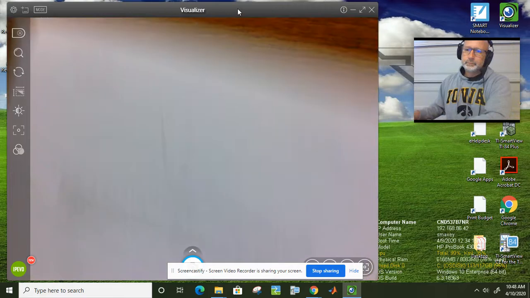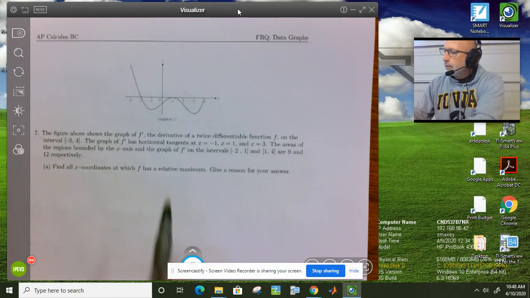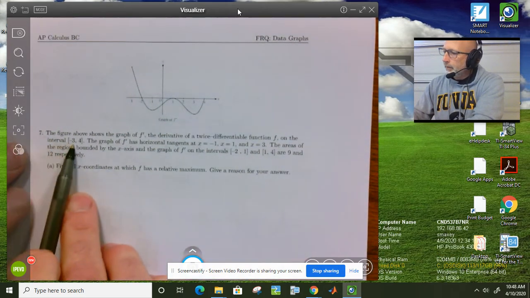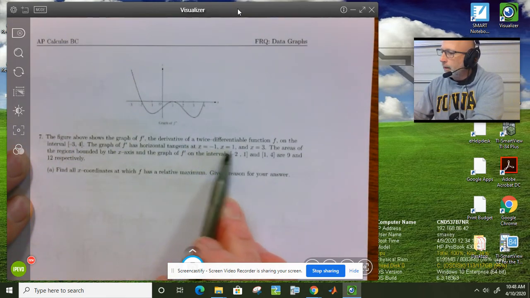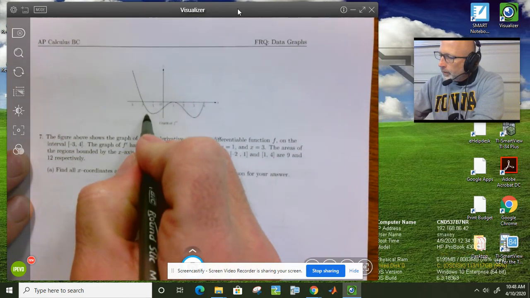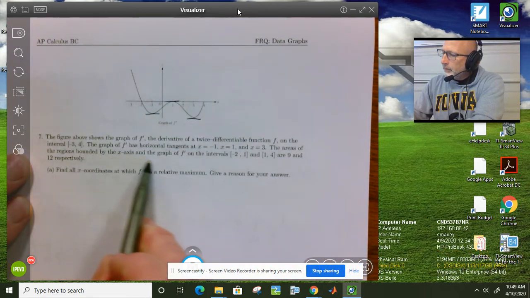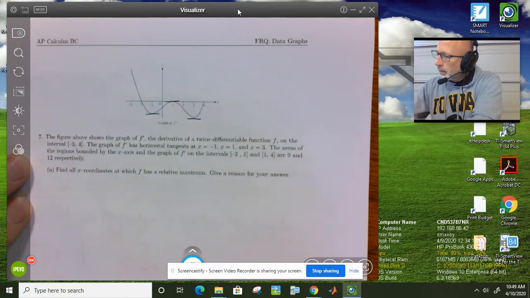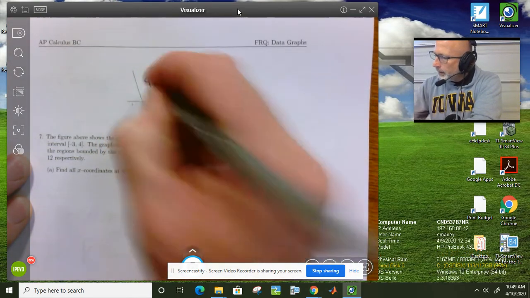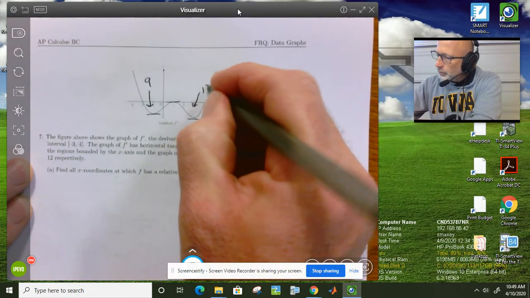On to 7. Okay, so number 7. The figure above shows the graph of f prime, the derivative of the twice differentiable function f on the interval from -3 to 4. There we are. They love -3 to 4. The graph of f prime has horizontal tangents at x equal to -1, x equal to 1, x equal to 3. So right there's a horizontal tangent, horizontal tangent, horizontal tangent. The areas of the regions bounded by the x-axis and the graph of f prime on the intervals from -2 to 1 and 1 to 4 are 9 and 12 respectively. So -2 to 1, this right here is going to be 9, and 1 to 4, this is going to be 12.